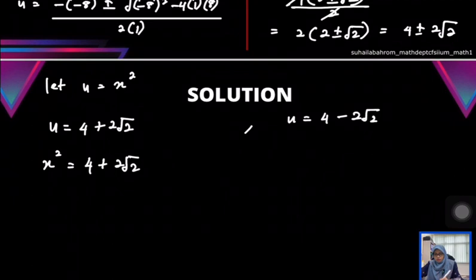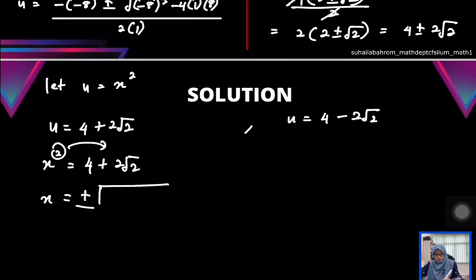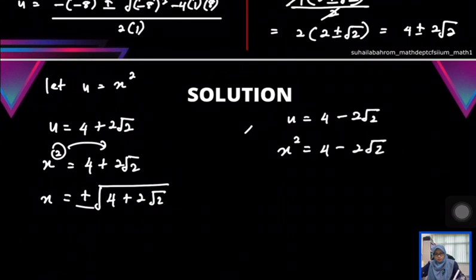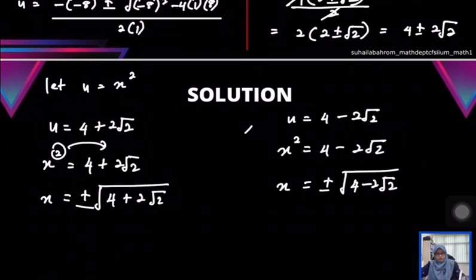Therefore, we want to solve for x. The square you move to the other side, so it becomes square root plus minus of 4 plus 2 square root of 2. And for this one also, x squared is equivalent to 4 minus 2 square root of 2. Therefore, x is equivalent to plus minus the square root of 4 minus 2 square root of 2.